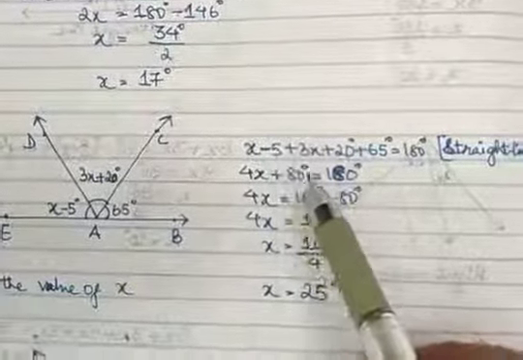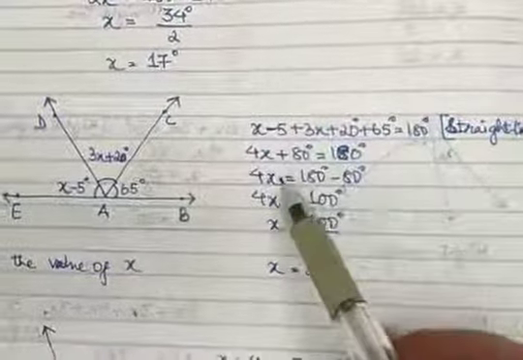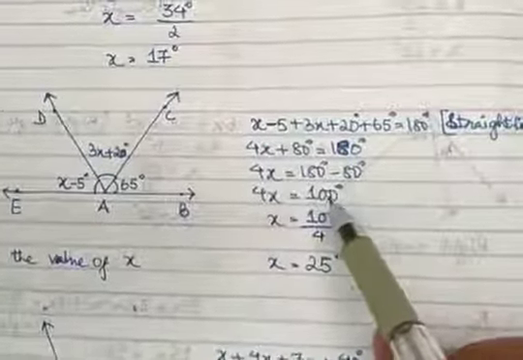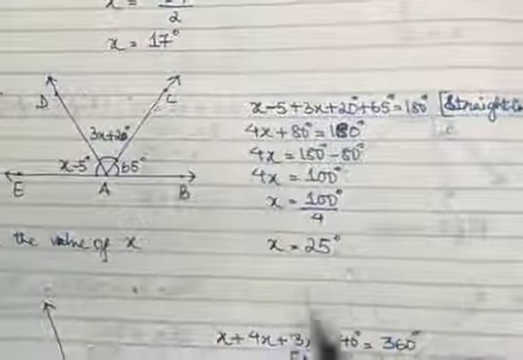85 minus 5 is 80, so 80. Now this 80 goes to the other side, becomes minus 80. 180 degree minus 80 is 100 degree. Now the relation between 4 and x is multiplication, so it goes to the other side as division. x equals 25 degree.